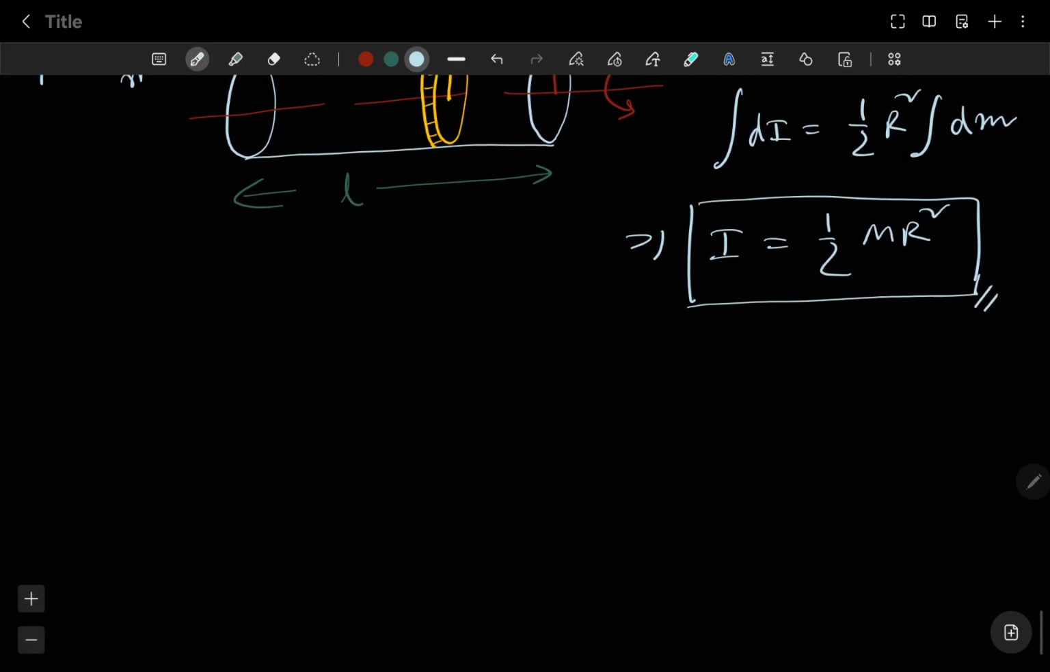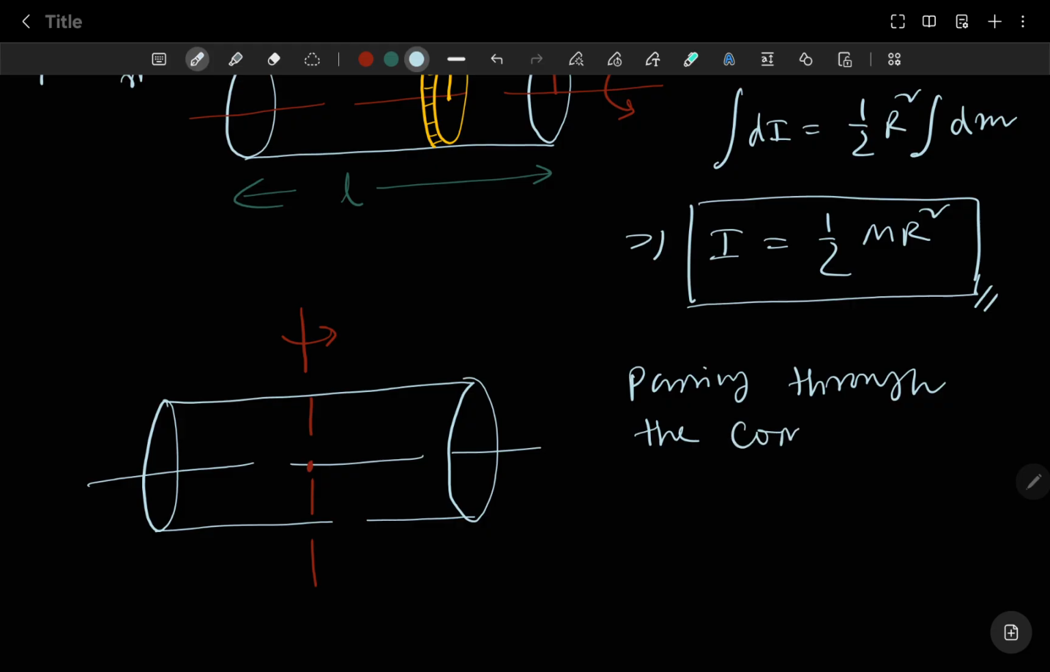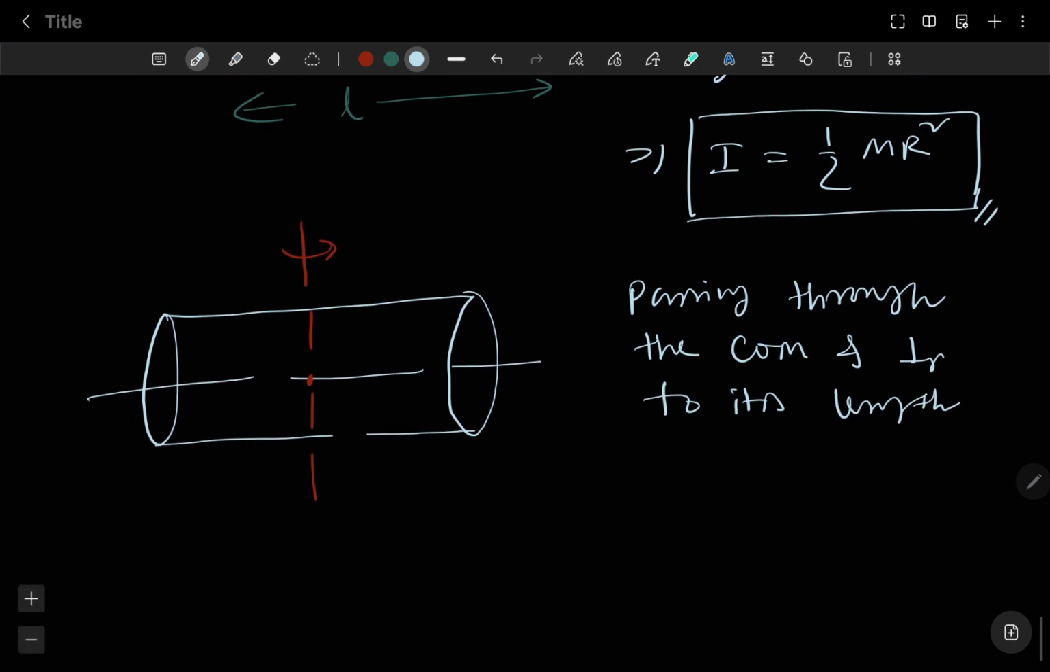Now if we want to calculate the moment of inertia of this cylinder about an axis passing through its center of mass and perpendicular to its length, the axis is passing through the center of mass and perpendicular to its length. So how to calculate this?